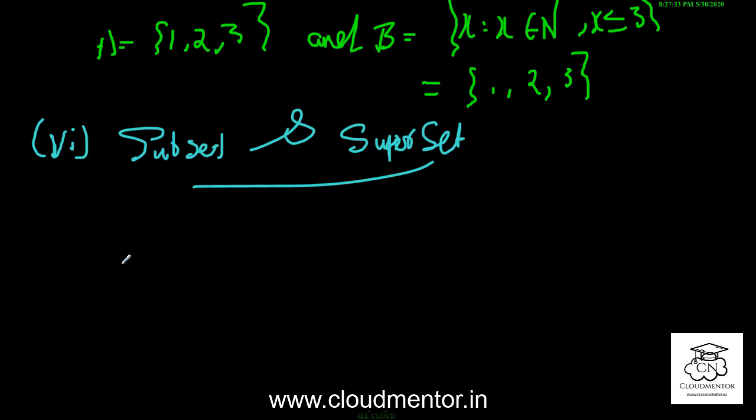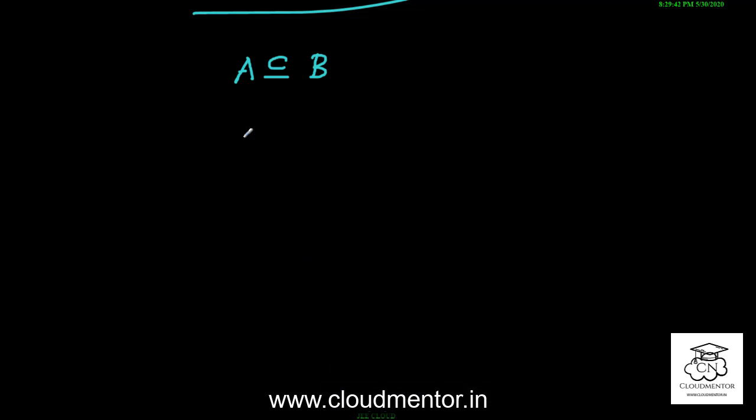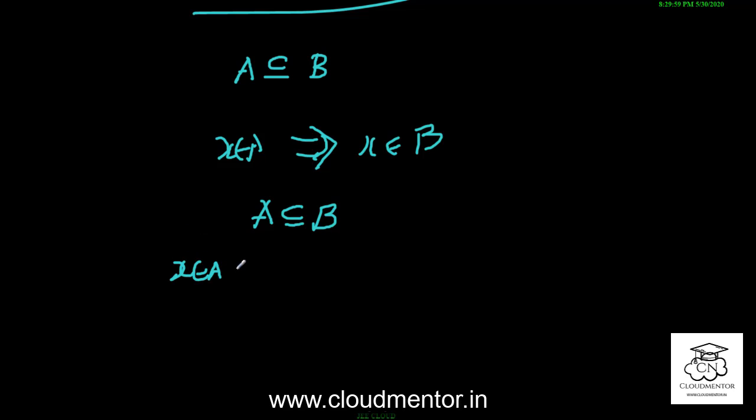Also, if A is a subset of B, then it is denoted as A ⊆ B, and read as A is a subset of B. Thus, if x ∈ A implies x ∈ B, then we can write A ⊆ B. And if x ∈ A implies x ∉ B, then we can write that A is not a subset of B.